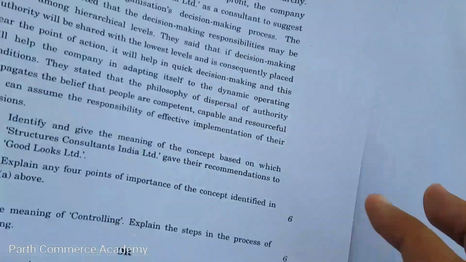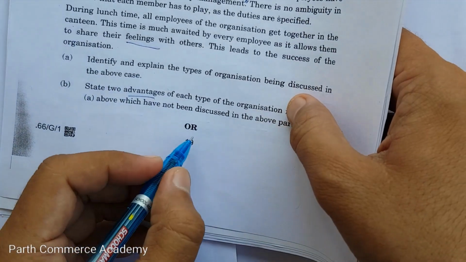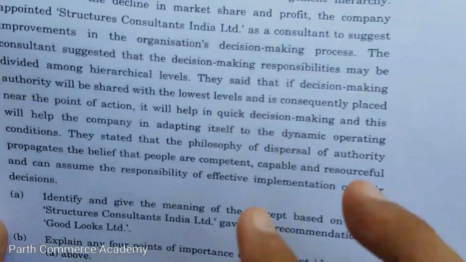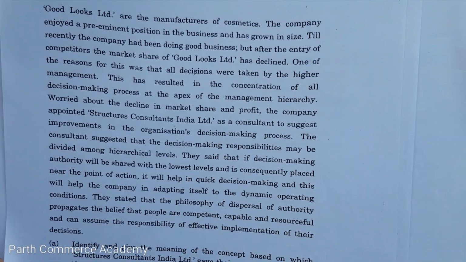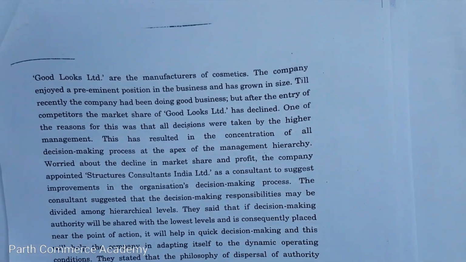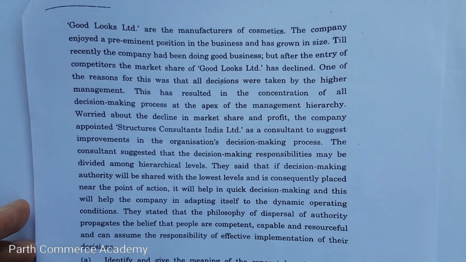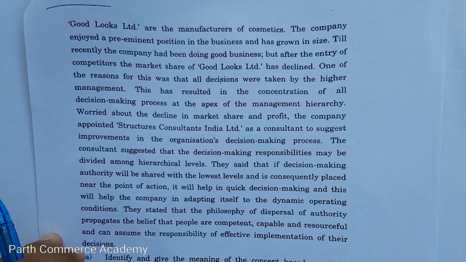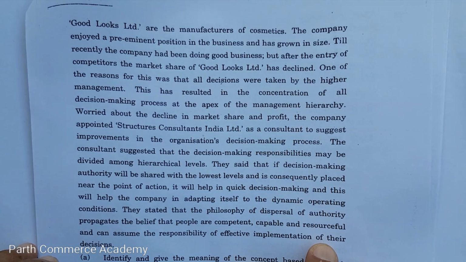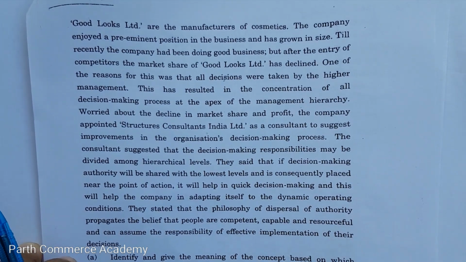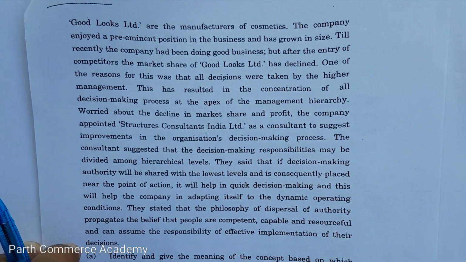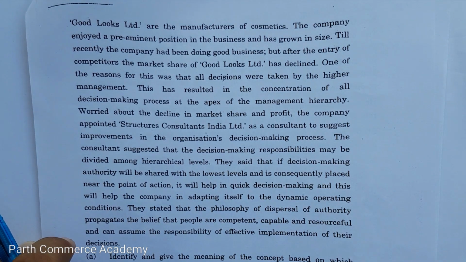Next question is here. See here there is an 'or', that's why no question number is there. So in question number 32 another question is also there. So it is also a case study. So let's see it. It is also a long case study, you can see here. Good Looks Limited. Good Looks Limited are the manufacturer of cosmetics. The company enjoyed a preeminent position in the market and has grown in size.